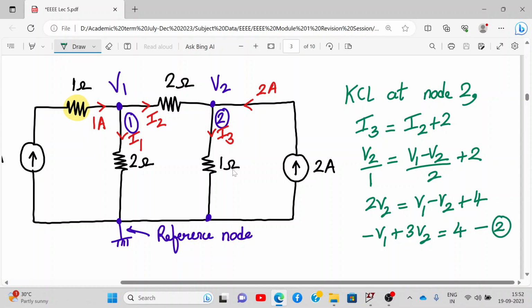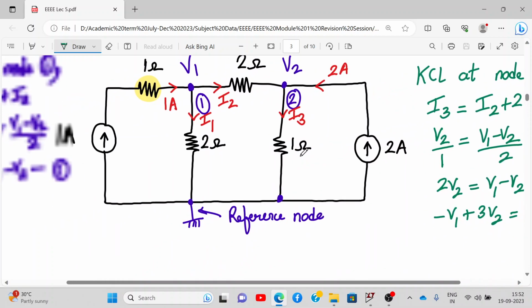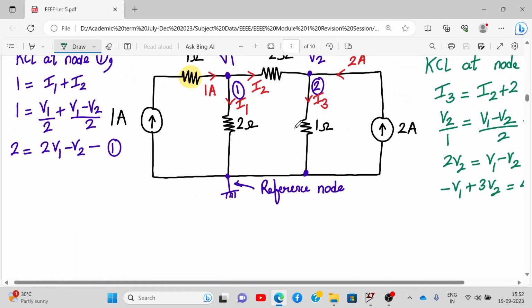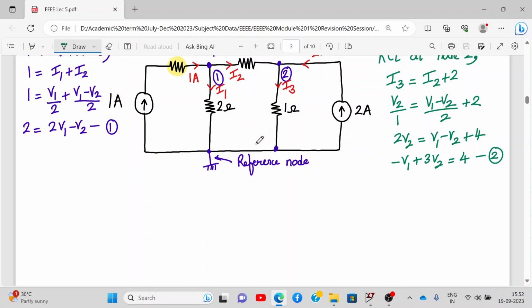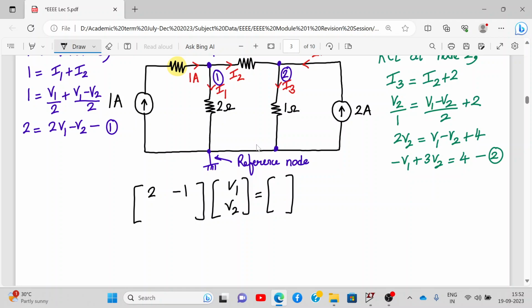So we have two equations corresponding to two nodes. So now we'll put them together and write in a matrix form. So we write over here in the matrix form as follows. So here we write v1 and v2, and here the coefficients will come on the right hand side. So here it will be 2, the coefficient of v1, and the coefficient of v2 will be minus 1. Then here it will be minus 1 and the coefficient of v2 will be 3. And on the right hand side here we have 2 and here we have 4.